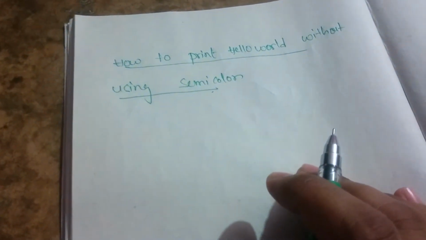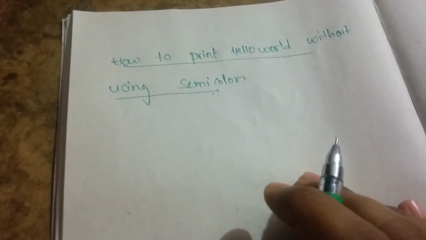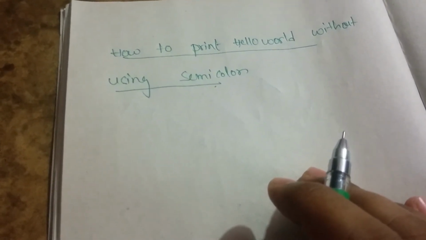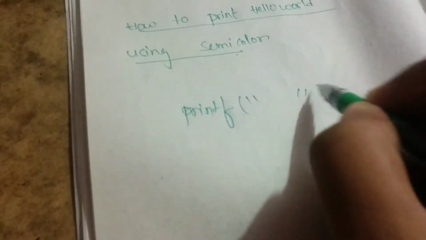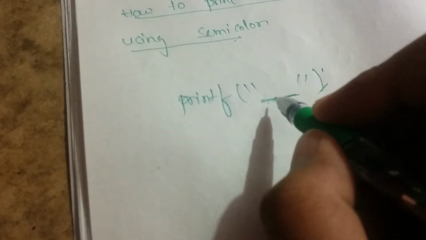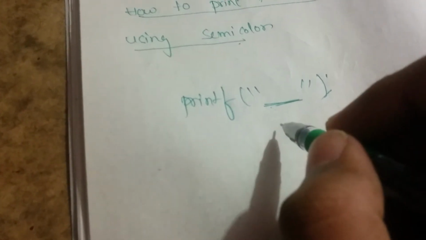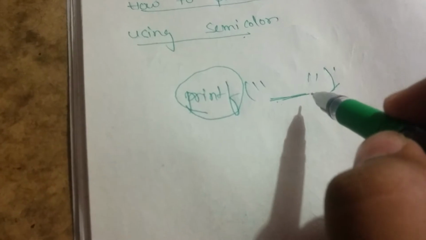Coming to this most important interview question: how to print hello world without using a semicolon. We need to know beforehand how printf actually works. What we usually think is that when we use printf and ask it to print something, it prints what is in between, or it can also print the formatted output. But what we don't know is that printf returns the number of items it prints.